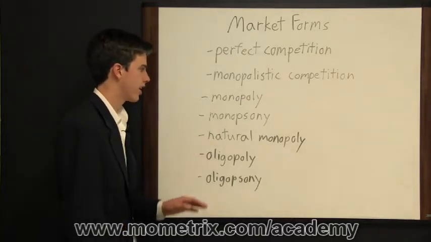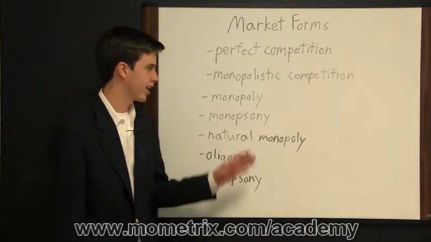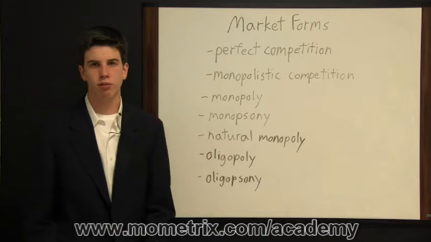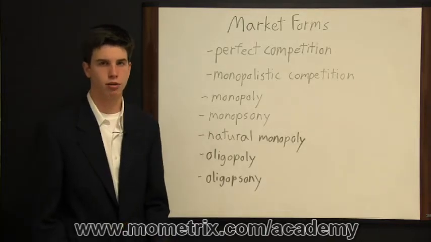A natural monopoly is when there's only one producer of a product, like in a monopoly, but in this case, due to economies of scale, the efficiency of the product goes up with the more products that are produced.